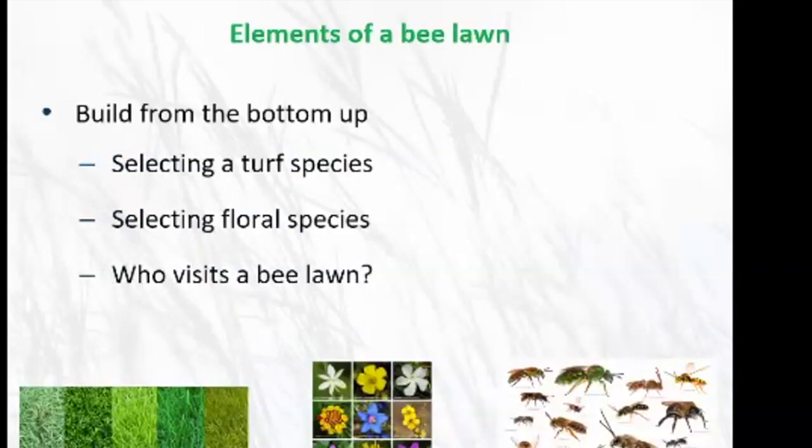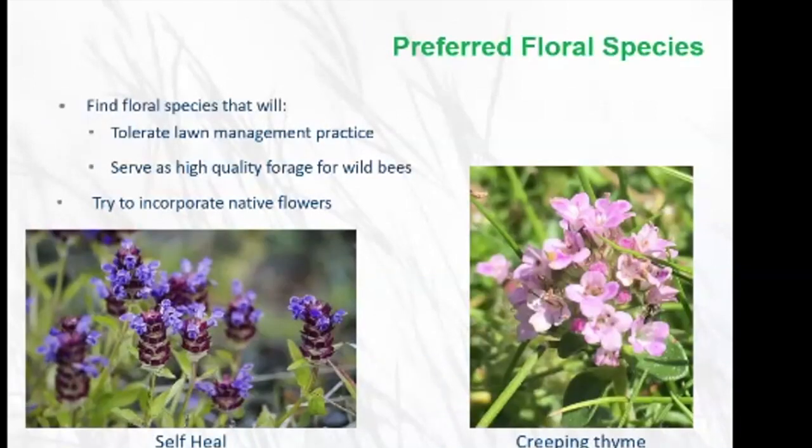So now that we know the turf grasses that are best suited for a bee lawn, we can talk about the flowers that we can use within a bee lawn. So this is the work of Ian Lane. He was a grad student that came before me at the University of Minnesota, and his goal was to find floral species that will, one, tolerate lawn management practices. This really means, what can we mow the heck out of and have it still come back?